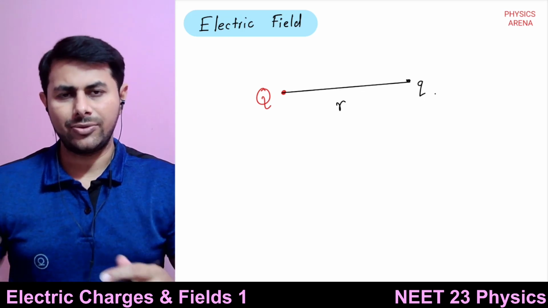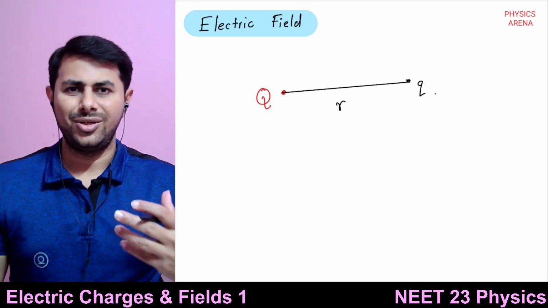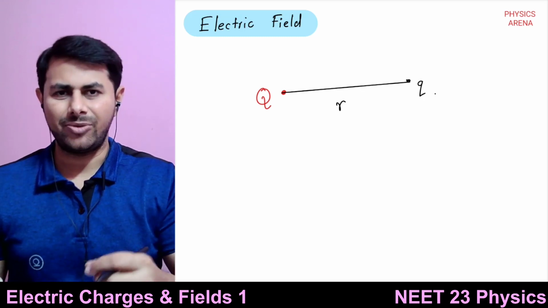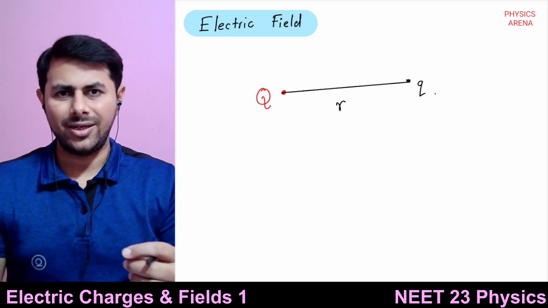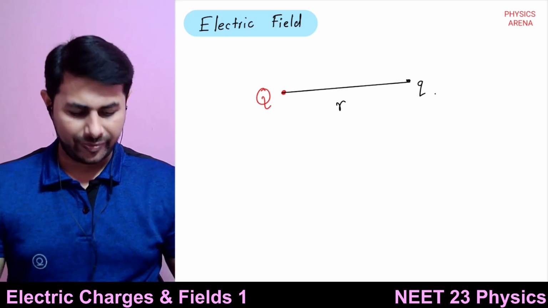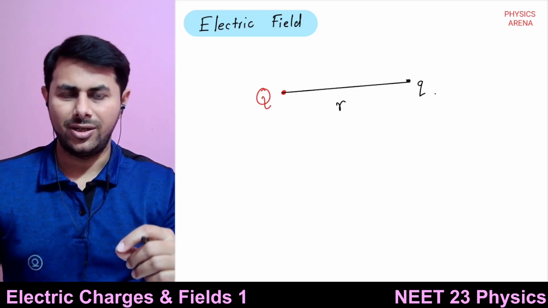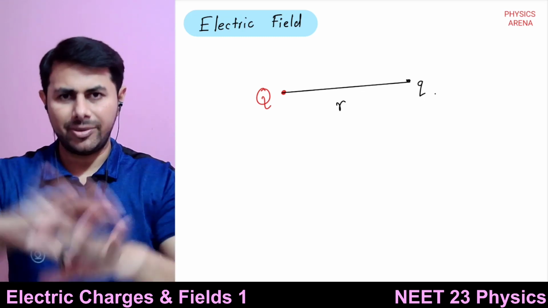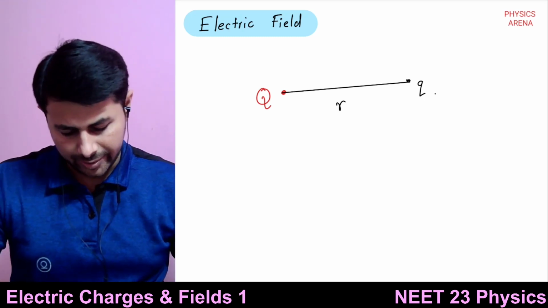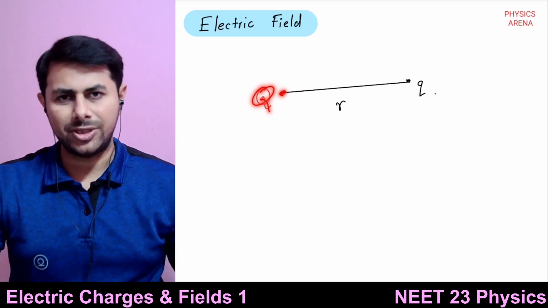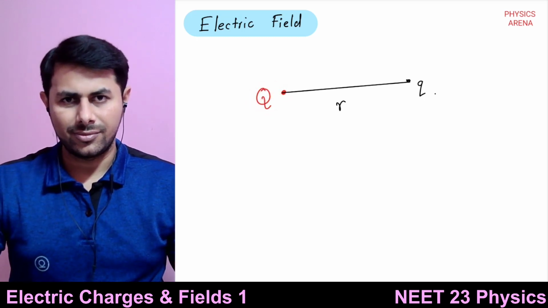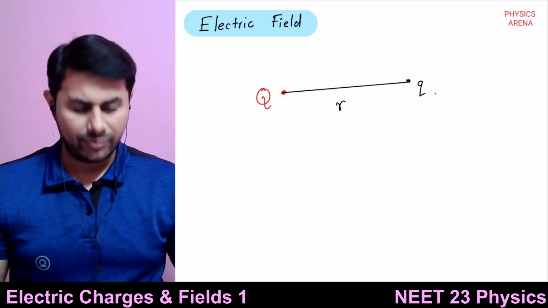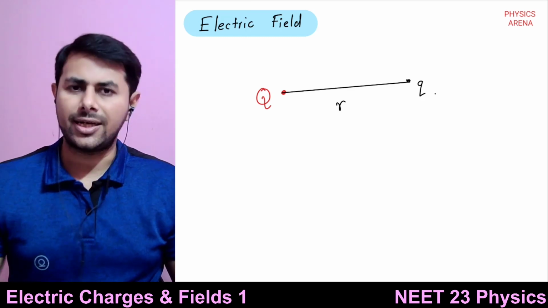Now if that charge was not there, then what was there? Because once you bring the charge and keep it at that position, it gets attracted or repelled. But now if you remove it, something must be there, right? Because this charge is at this position. So what is there at that position when no other charge is present?